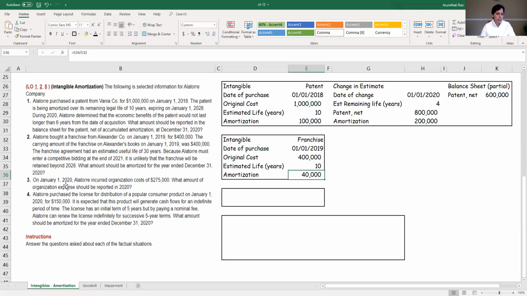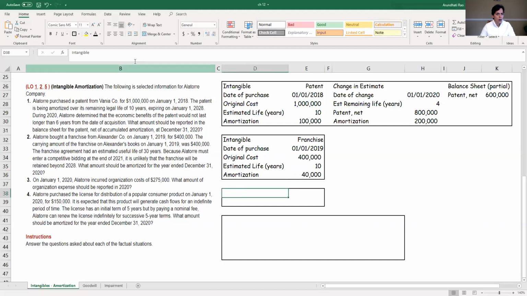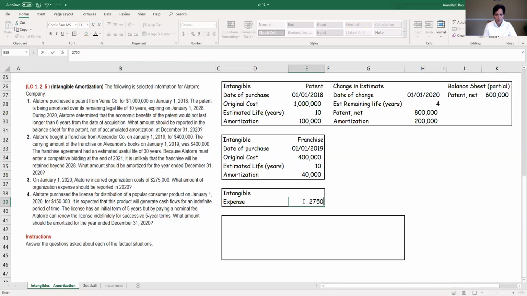On January 1st, 2020, we incurred organizational cost of $275,000. What amount of this organization expense should be reported in 2020? The question is, do we have an intangible? The answer is no, no intangible here. So what should I do? This entire amount needs to be expensed. The full amount, $275,000, is going to be expensed.